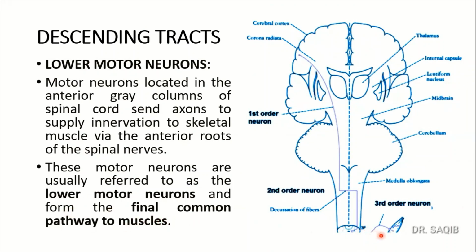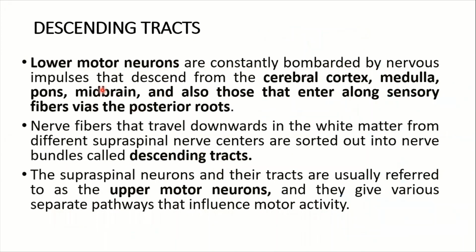This is the skeletal muscle, and these are the third order neurons. So this is the final common pathway emerging from this anterior horn of the spinal cord. Then you look at that cautiously.